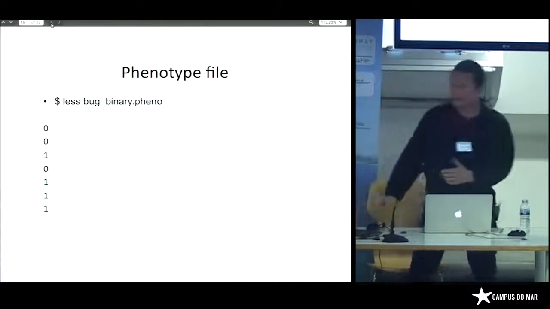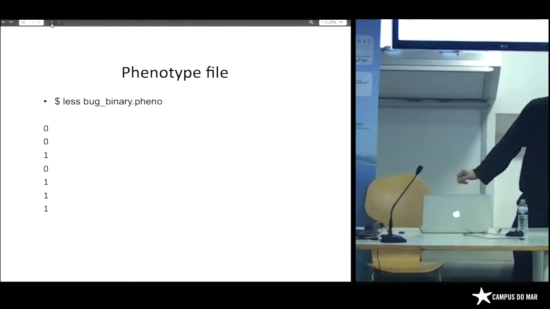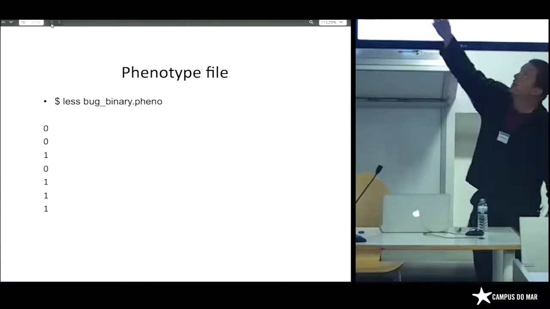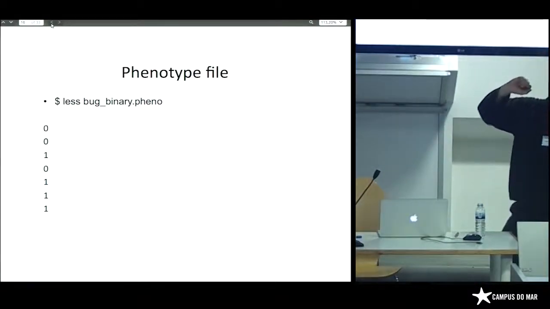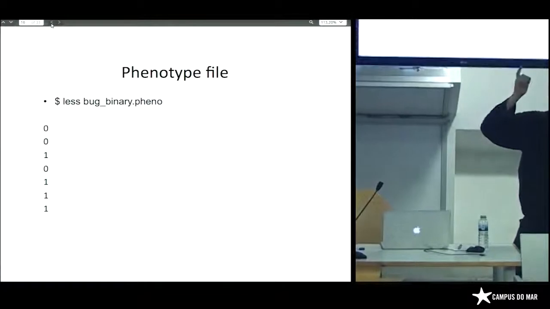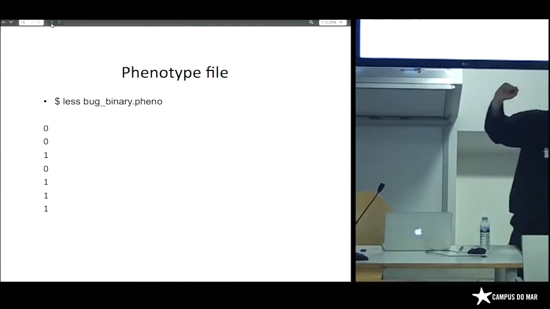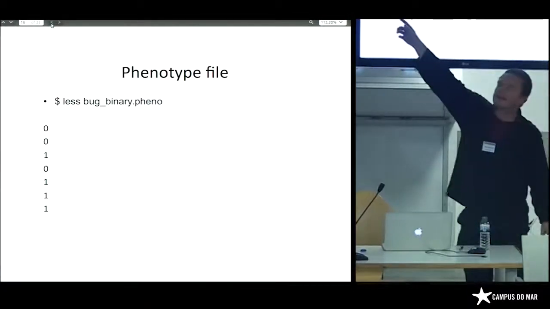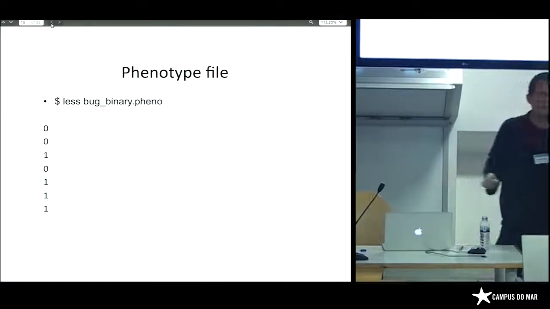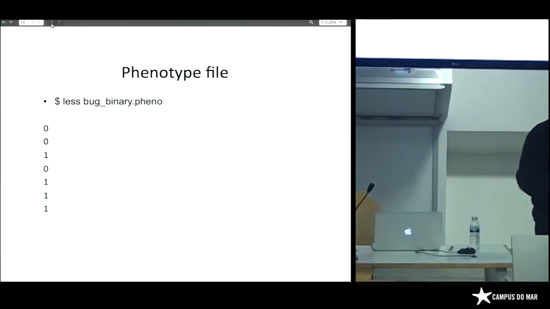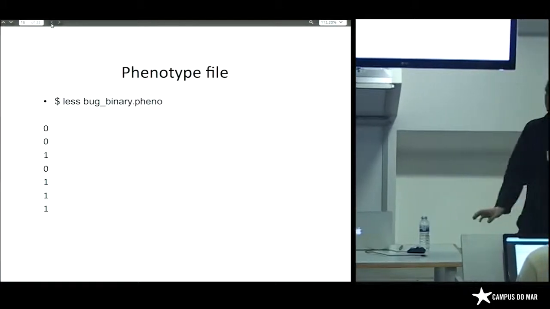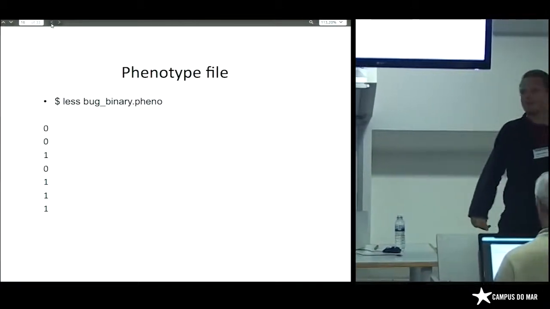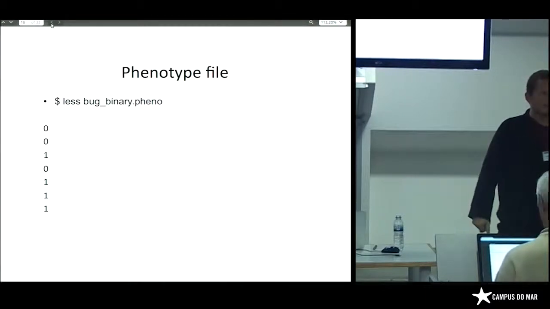In our phenotype file, we can have a look at the contents of that using the command less. If you type less bug_binary.pheno, or you can just type bug_ and hit tab to autocomplete, you'll see that it's a single list and it has no identifiers, no headers, no row names. It's just the list of phenotypes. And that's the requirement for a phenotype file to run in GEMMA.